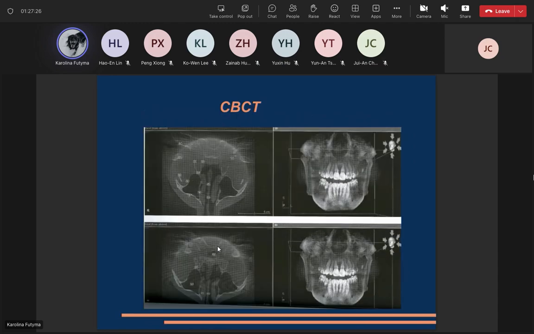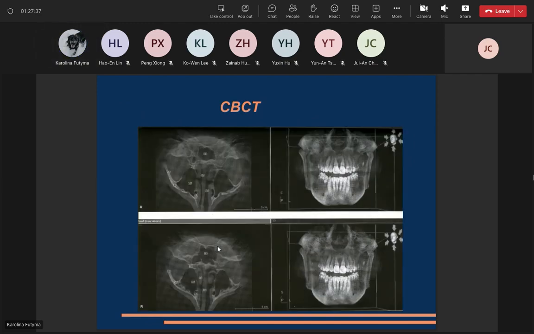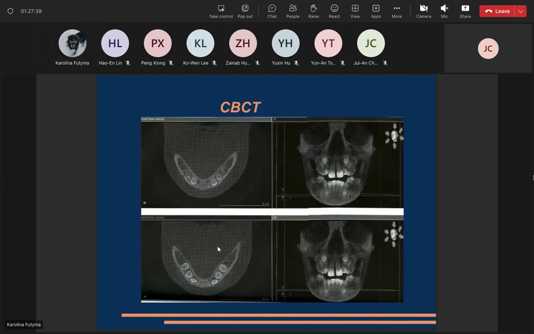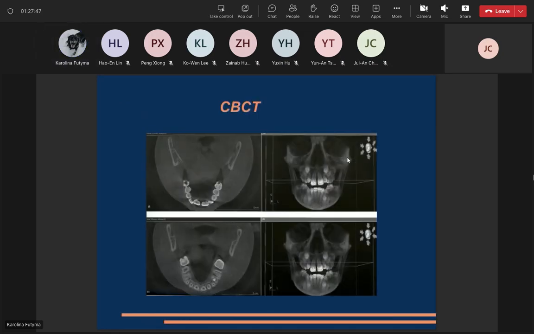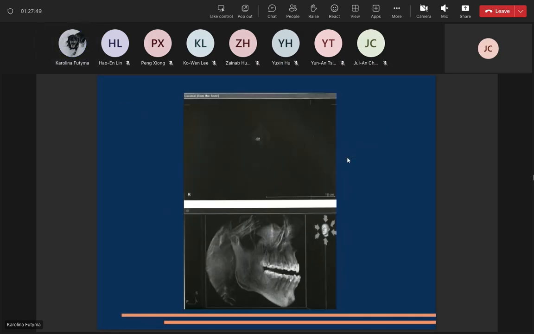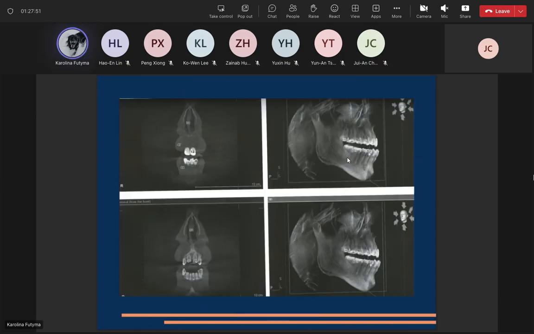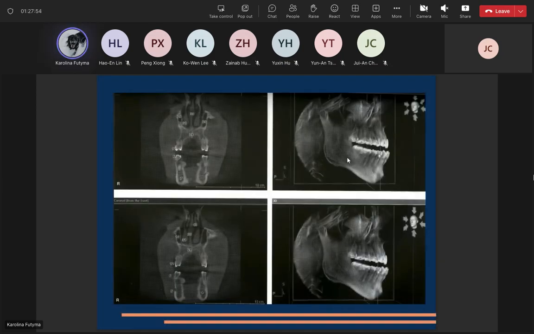I hope that in your classes you were able to assess or to examine the patient. As you can see, there is a problem with the permanent upper canines. Okay, let's skip. This is not so important for you.